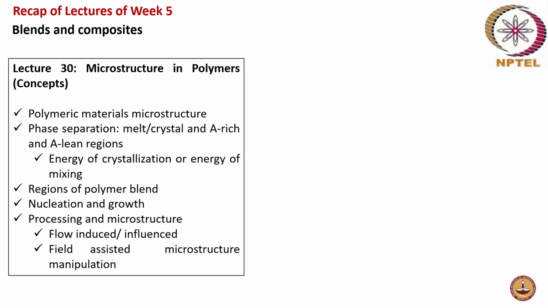These were discussed, along with the Gibbs free energy for nucleation and growth. And what are the parameters for the processing and microstructure, right? There are certain cases where the flow decides the microstructure. And in some cases there are field-assisted methods, like an electric field or a magnetic field, that assist in the formation of the microstructure of the polymers, right?